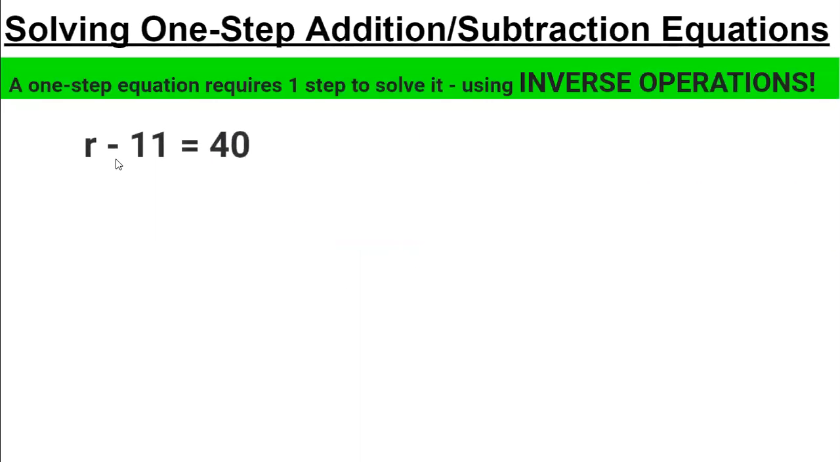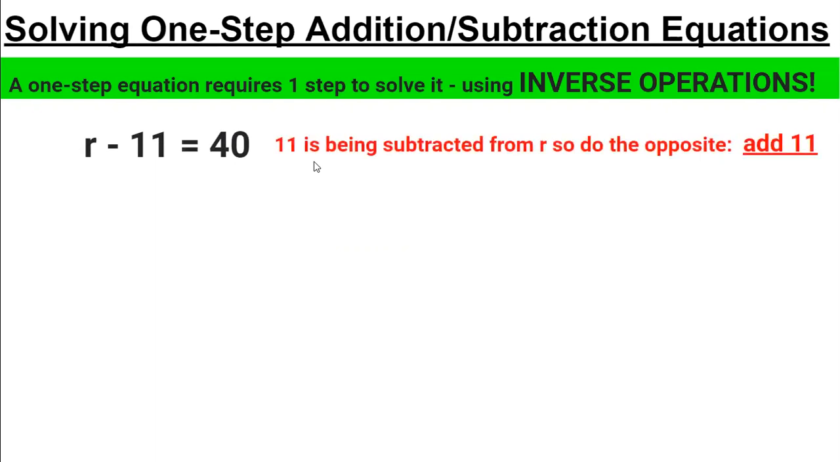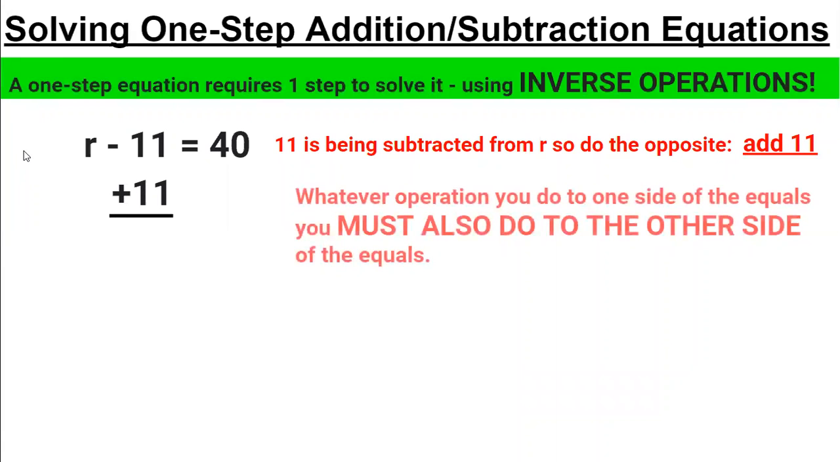Okay, let's do another one. R minus 11 equals 40. Notice that 11 is being subtracted from R, so we do the opposite. We add 11. Whatever we do to one side of the equals, we must do to the other side of the equals.